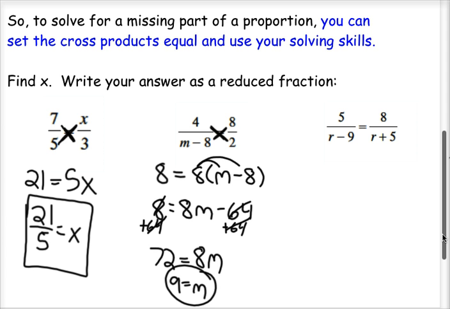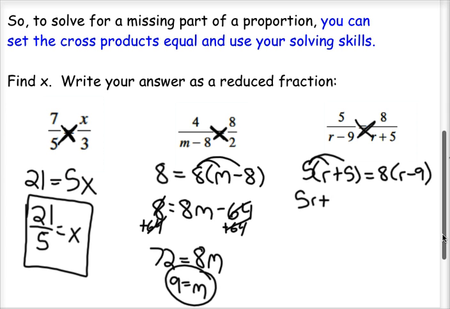For this next one, again, cross multiply, so you get 5 times the r plus 5 equals the 8 times the r minus 9. So you multiply that, you get 5r plus 25 equals, distribute that, 8r minus 72.